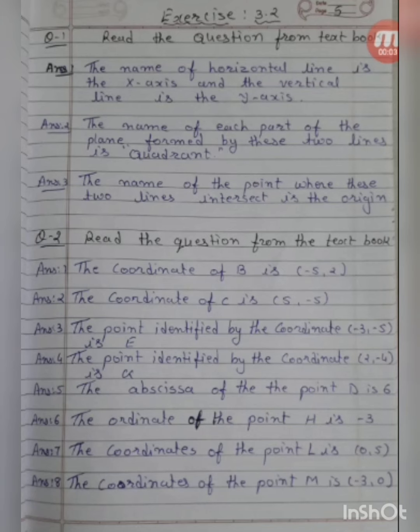Now, answer 1. The name of the horizontal line is the x-axis and the vertical line is the y-axis. Answer 2. The name of each part of the plane formed by these two lines is called a quadrant. And the names of the quadrants are quadrant 1, quadrant 2, quadrant 3 and quadrant 4. Answer 3. The name of the point where these two lines intersect is the origin. Here we completed the answers of the 3 questions.